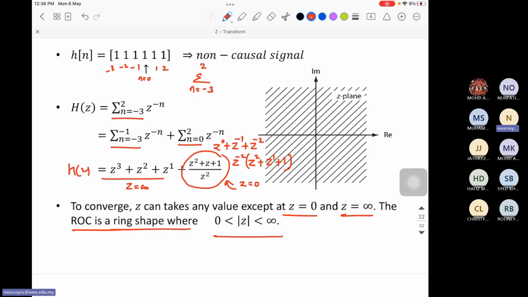So ring shape ROC we will get here. When we draw the region of convergence in the Z plane, you cannot draw a circle because the higher limit is infinity. So you need to show the entire Z plane, but write there except Z equal to 0 and Z equal to infinity. So we will get the ring shape ROC. Therefore, the signal is non-causal here.